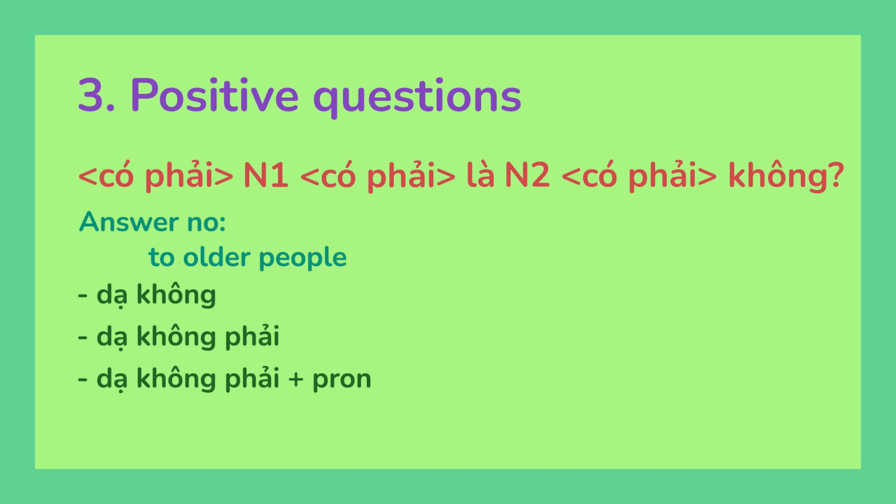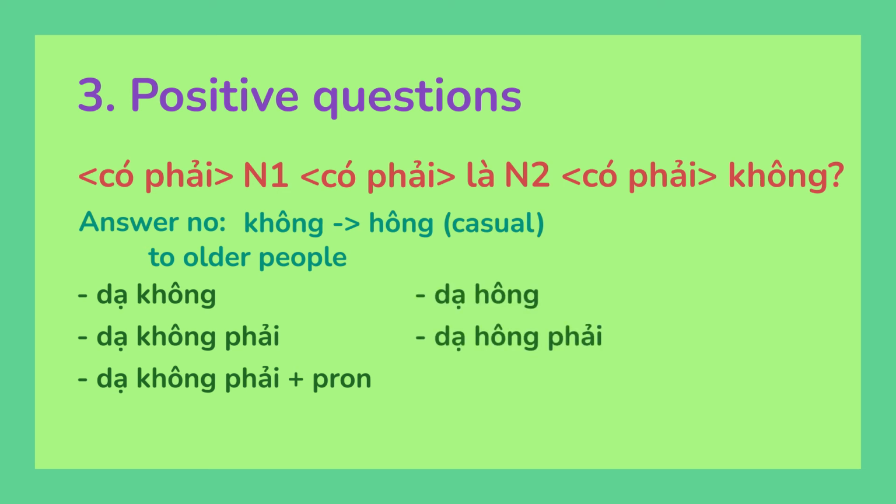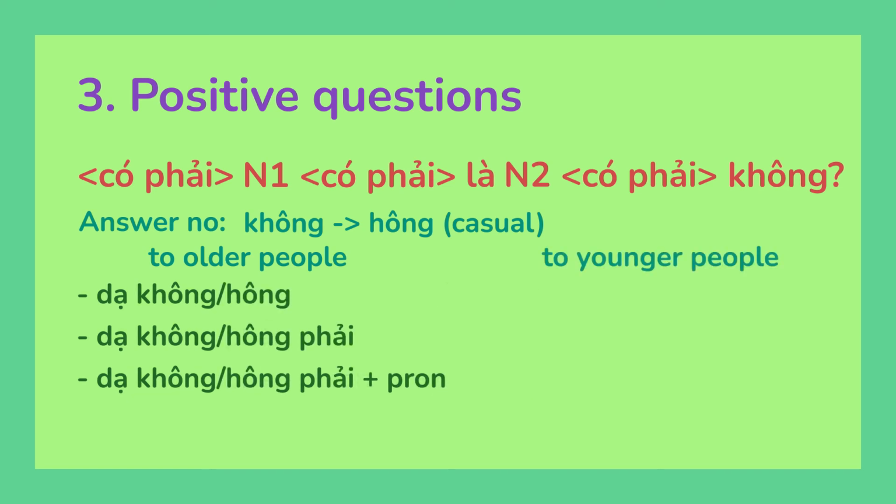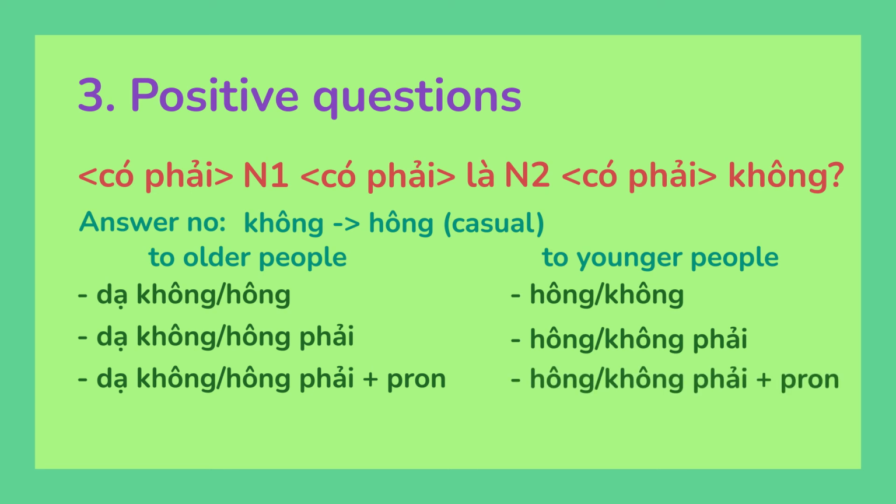In spoken Southern Vietnamese, most of the time, không is changed into hông to make it sound casual. So we usually say dạ hông phải, or dạ hông phải plus pronoun. If you are speaking to a younger person, just drop the polite word dạ and say không phải, or không phải plus pronoun. Now, take a deep breath before we go to number 4.